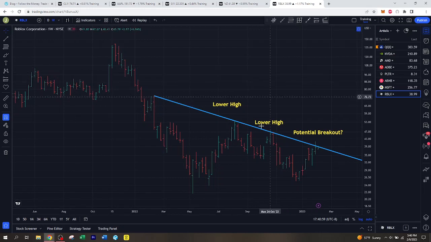So that's a brief introduction on trend lines, a brief introduction on market structure, and it left you with some actionable ideas to maybe implement into your trading strategies.